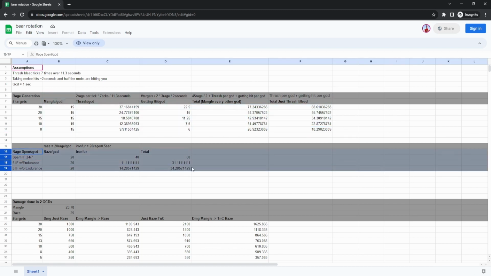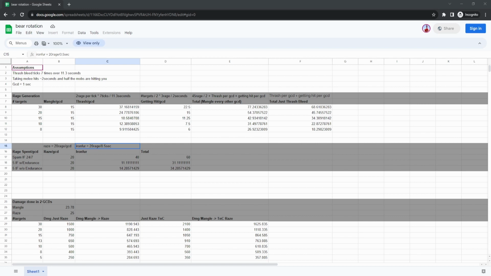But for the rage spent, the spenders per GCD. Again, if you're spamming iron fur 24/7, raze inside of incarn is 20 rage. Iron fur inside of incarn is 20 rage per 0.5 seconds, so it'll be 40 rage per second. And again, this is inside of incarn, so these are reduced by 50%. Normally raze is 40 rage, iron fur is 40 rage. And this is assuming you have no endurance, no gory fur. I'm not taking gory fur into account here, just to make calculations again a little simpler, kind of a worse case scenario.